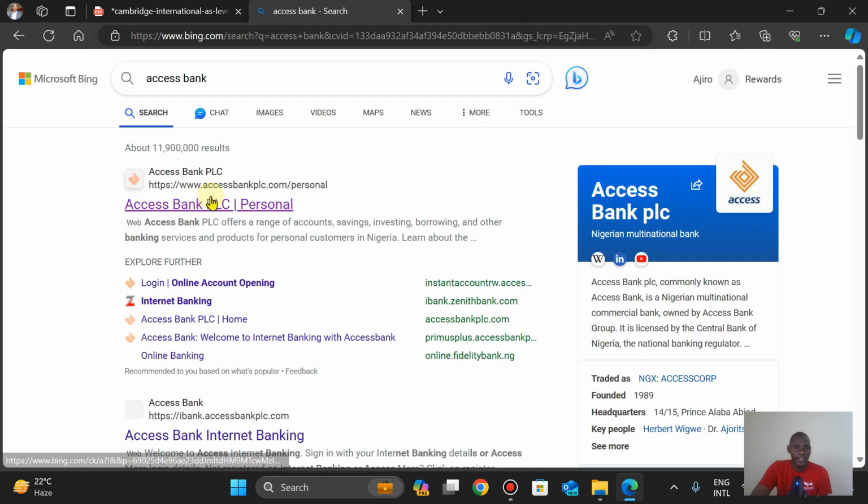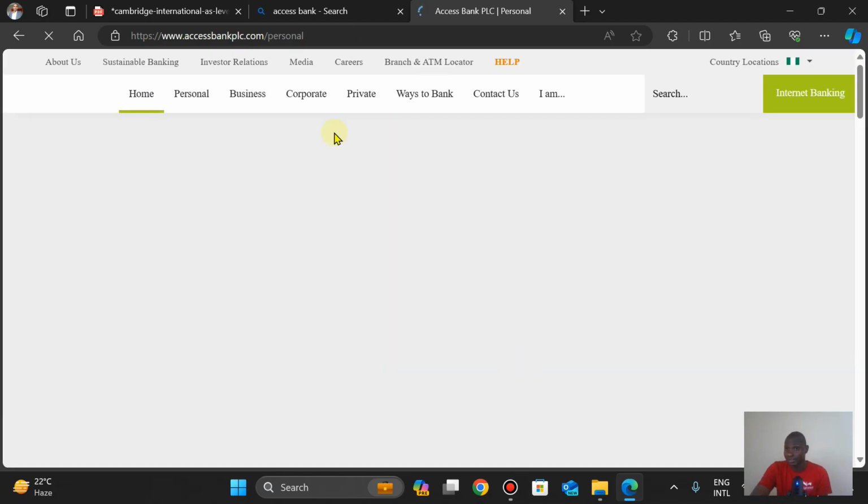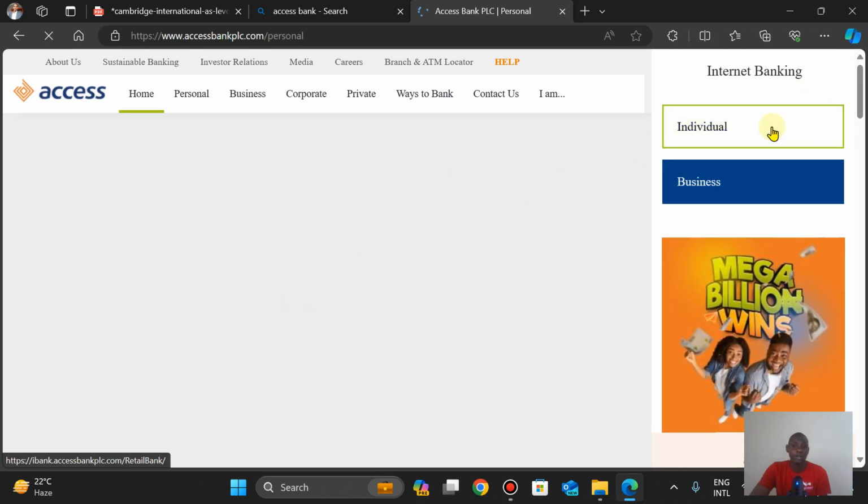Okay, so if I click on Access Bank PLC, now it's going to show this right here. This is Access Bank. Then you have the option of clicking to internet banking if it's an individual or a business. Obviously I'm making use of an individual account, and the information is going to load.